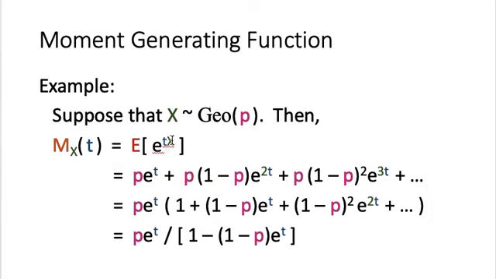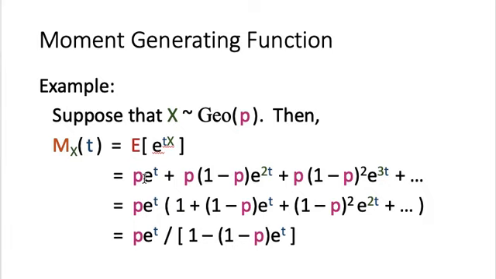So we will see that x can take on the value of 1, 2, 3, 4, and so on and so forth. When x takes on the value of 1, this value is e to the power t. When x takes on the value of 2, this value is e to the power 2t, and so on and so forth. Now, to get the expected value of this term, we will weight e^t, e^2t, e^3t, and so on by the corresponding chance for this to happen.